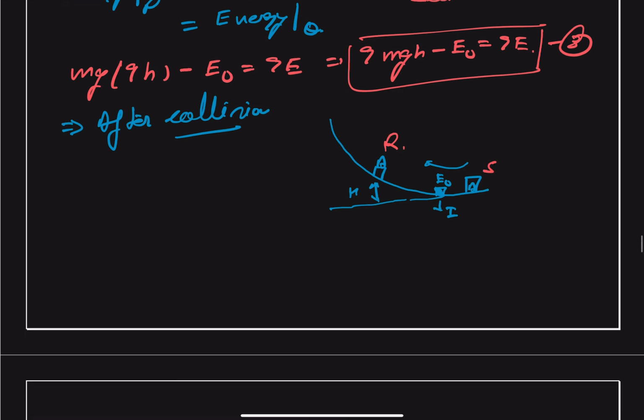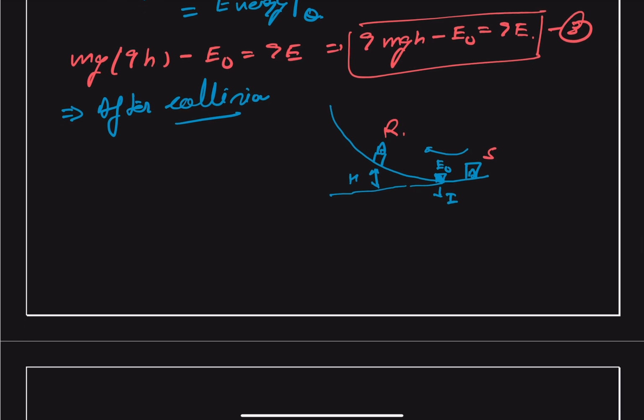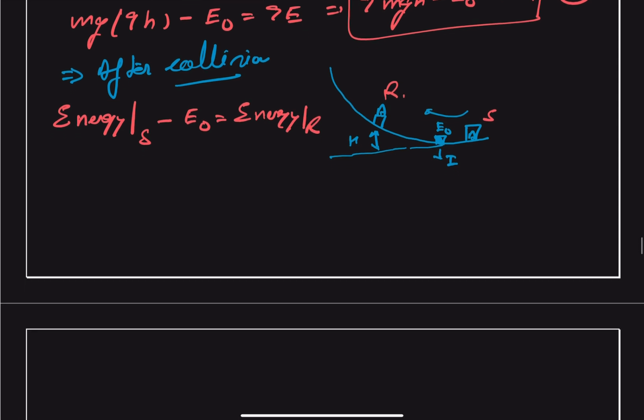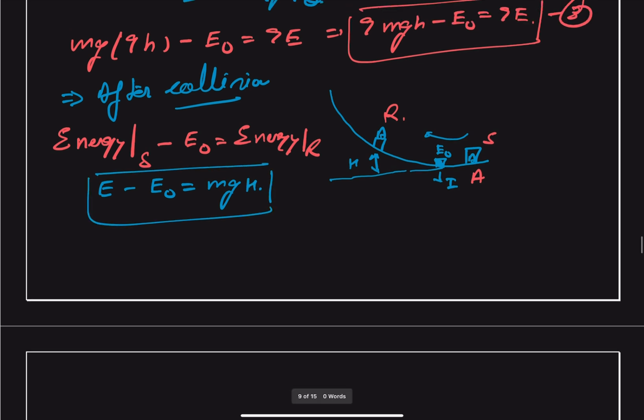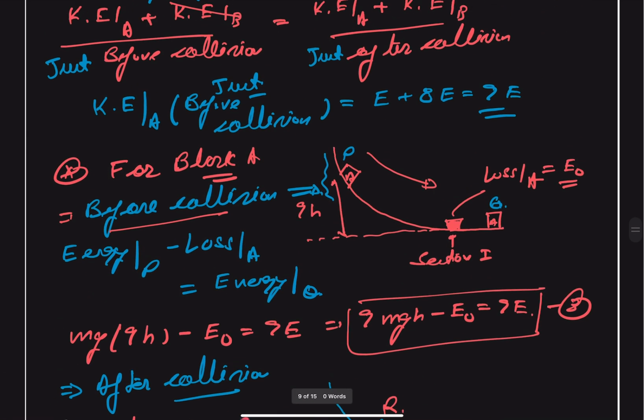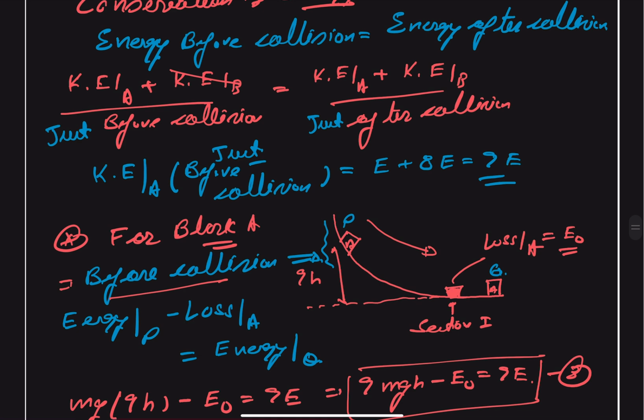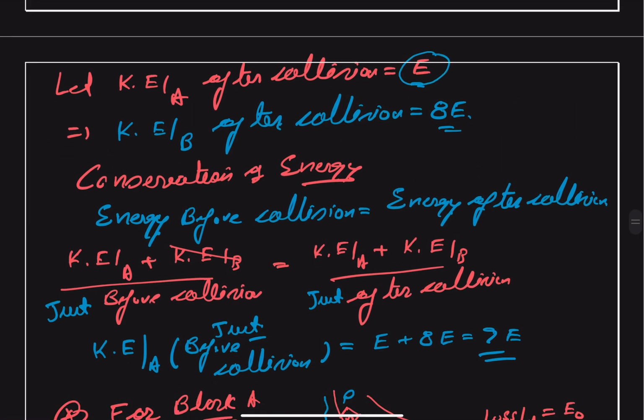So we can write the equation that the energy at S minus the loss of section energy, which is E naught, will be equal to the energy at R. The energy of A after collision, this is block A, is E. So we can write E minus E naught will be equal to the energy at R, which is our potential energy, mg capital H. Let us call this equation number 4. Just after collision it is E, and after, sorry, I missed something.